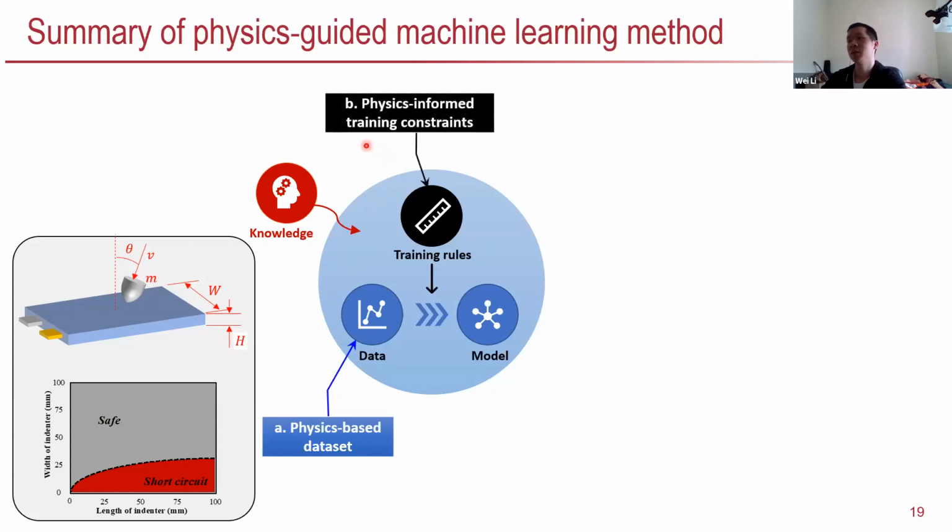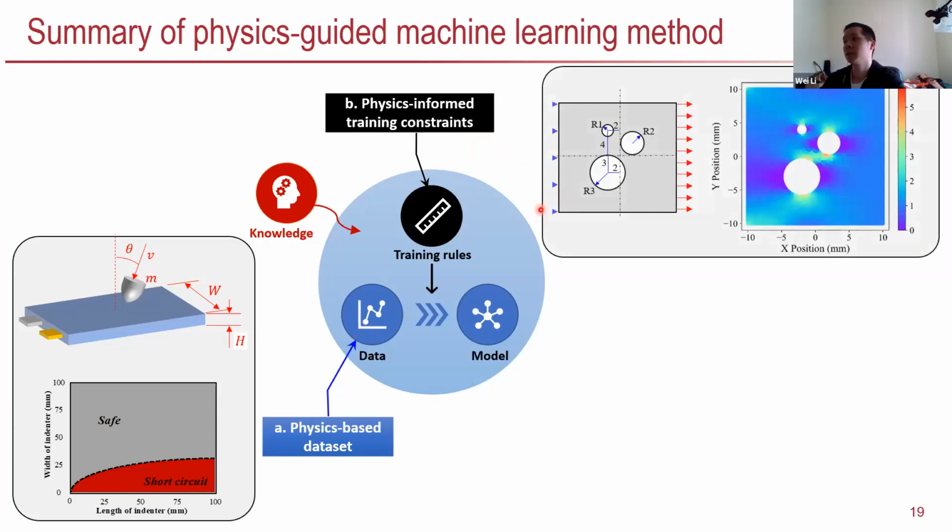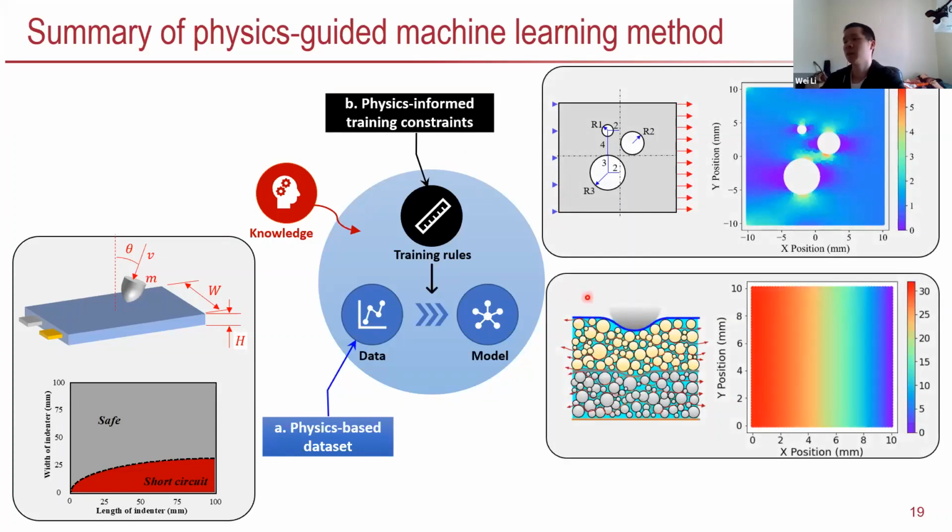And the second part is we can introduce some physics into the training rules, like the loss functions, which I introduced before. So in these two cases, both can fall into this category. And the last part is the physics-guided model. So maybe we can design this model based on our actual engineering problem.